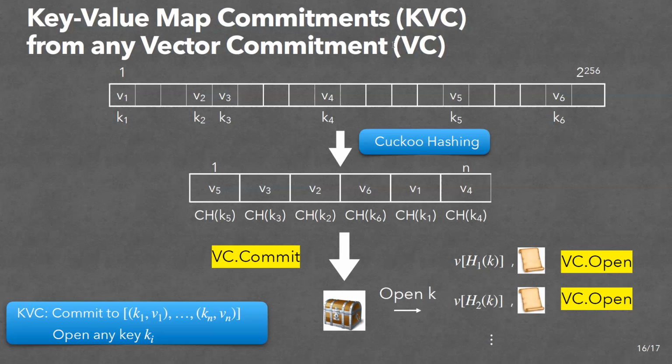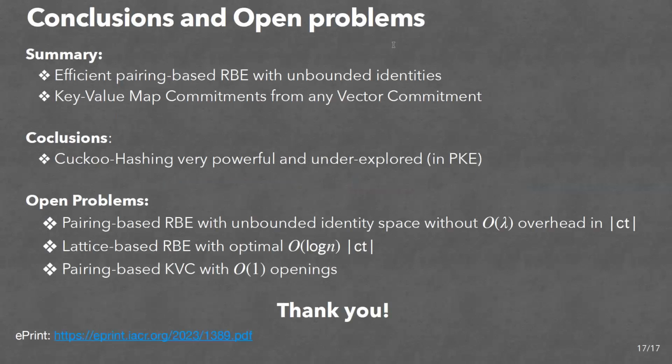So this can be seen as a sparse vector commitment, the key value map, for which we can also use cuckoo hashing to map the sparse vector commitment to, let's say, a dense vector commitment with polynomial size, or a polynomial number of positions. And then we can use the same technique basically to open all the possible positions of the vector for the opening. Yeah, probably this concludes my talk.